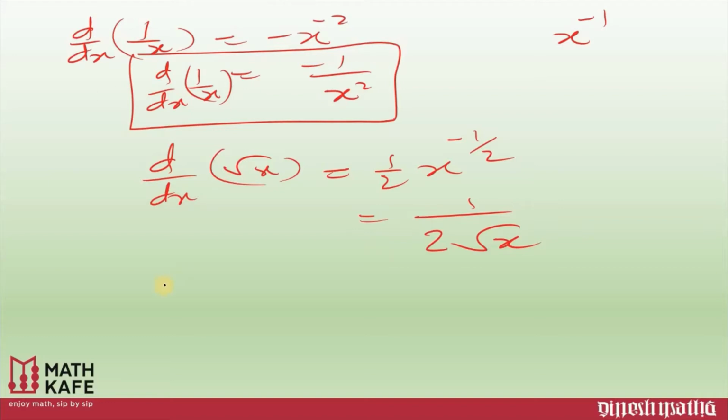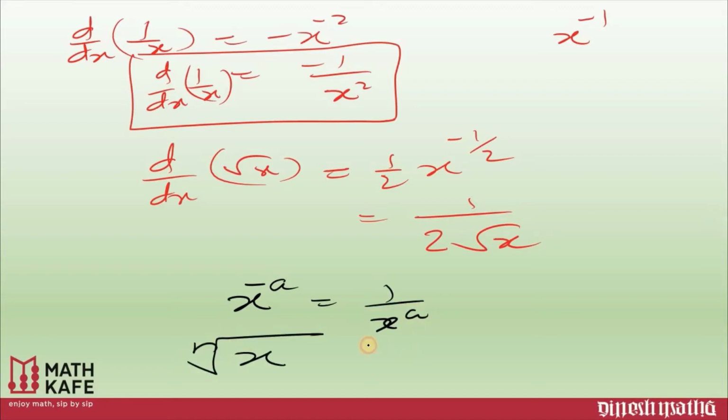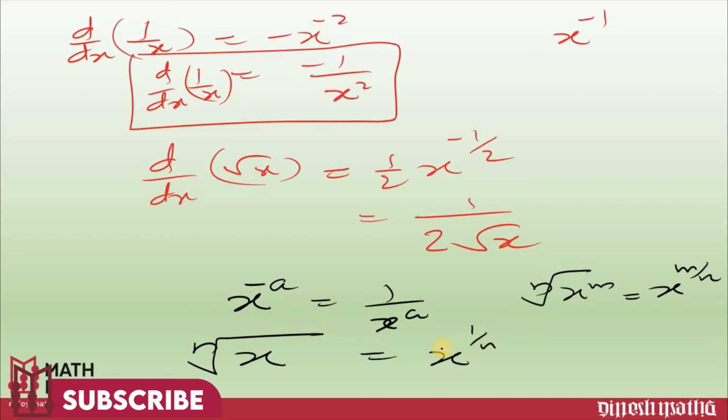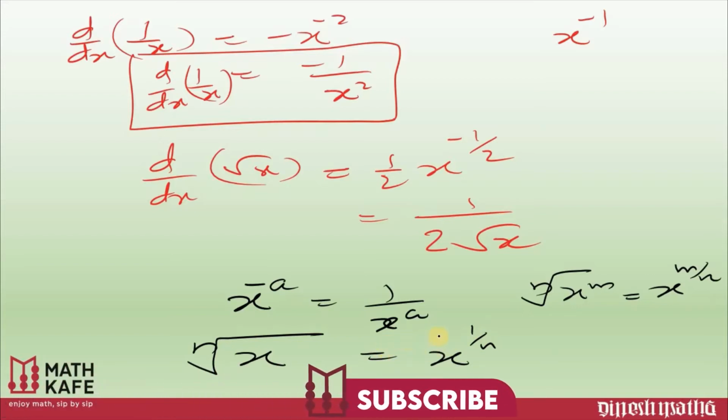And to do all these questions, you need to remember the basic properties you have learned in lower classes, like the laws of indices, like this way. x to the power minus a means 1 by x to the power a, and nth root of x will be x to the power 1 by n, and nth root of x to the power m means x to the power m by n. This is the one you require specially for the beginning of these questions, all the indices formulae.